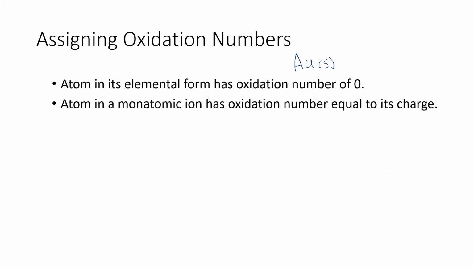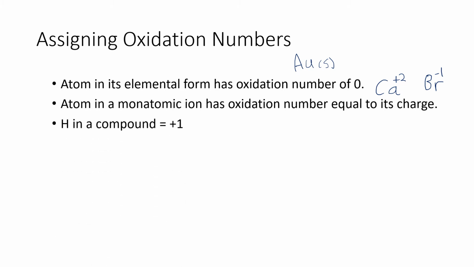If you have a monatomic ion, its charge is its oxidation number. So for instance, if we have something like a group 2 ion, like calcium +2, then its oxidation number is +2. If we have something like a halogen, like bromine, which has a -1 charge, then -1 is that bromide ion's oxidation number.